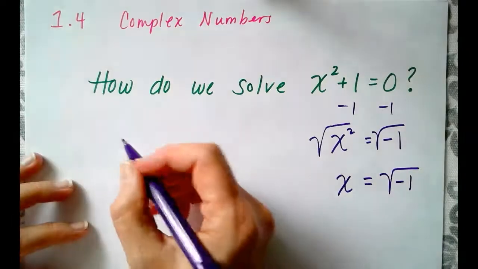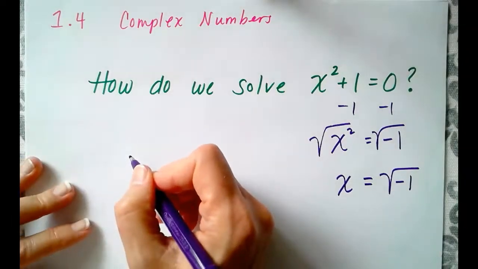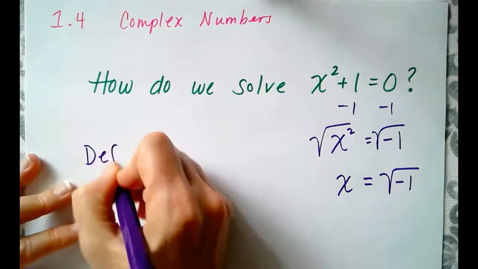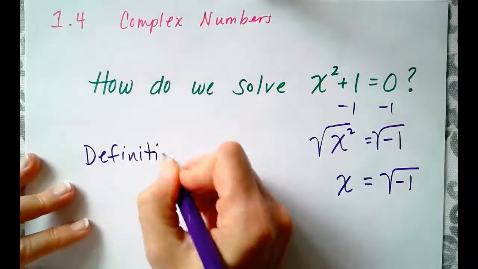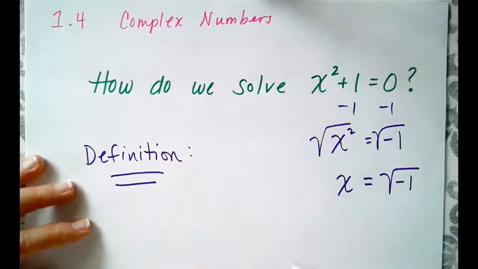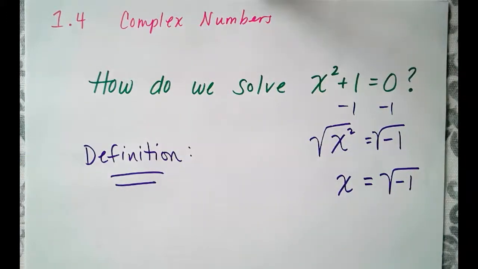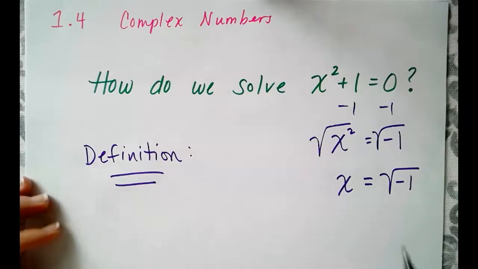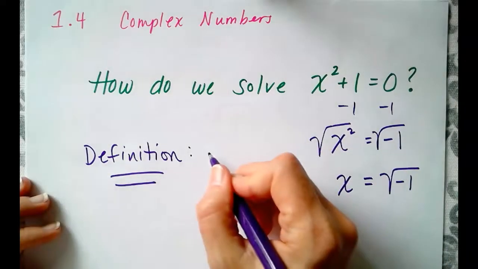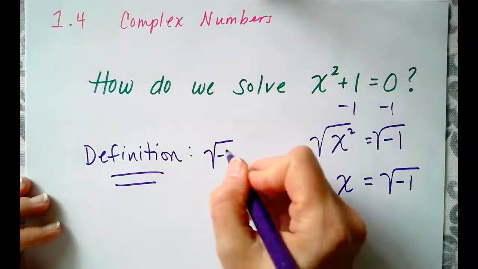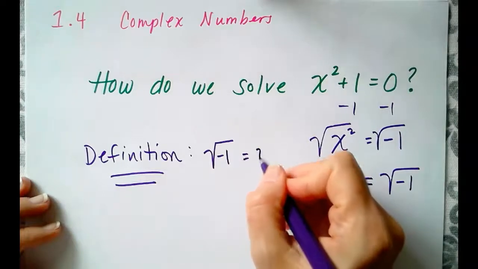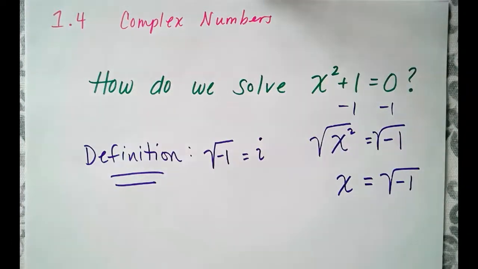Well, mathematicians created a new definition. Sometimes a definition is something that we just have to simply accept, and this is one of them: the fact that the square root of negative 1 is equal to i. So, i is the square root of negative 1.